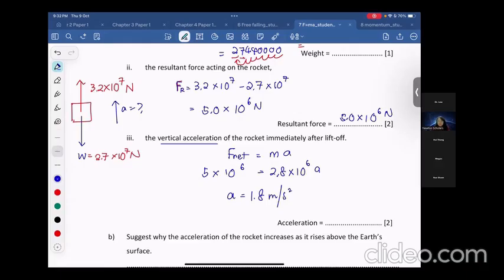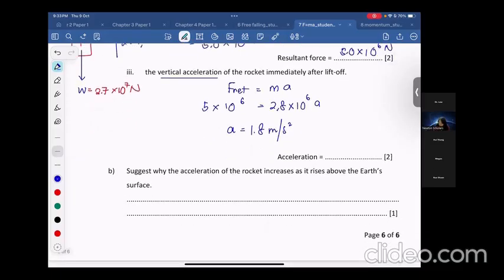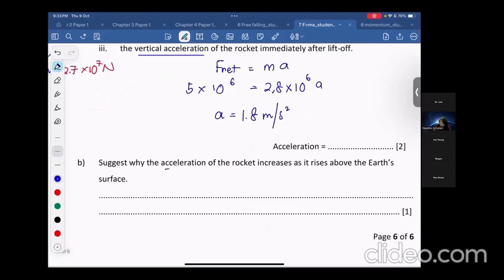Is it okay? Normally what we did is horizontal. Today what we did for this question is vertical, but it's the same way. They ask, can you explain why acceleration increases as it rises above the Earth's surface? F net equals ma. Why will acceleration increase?